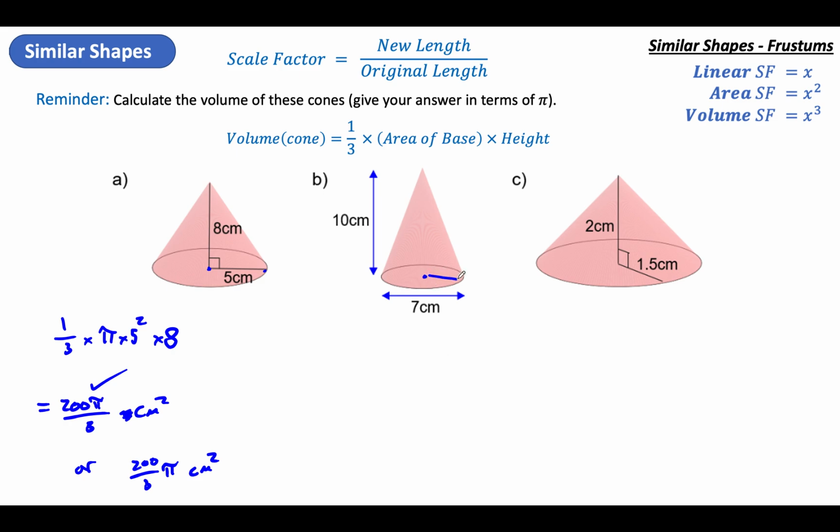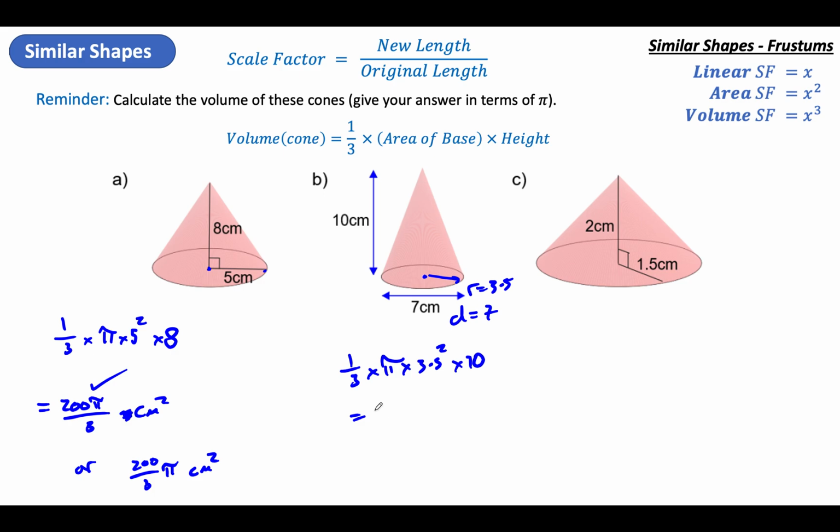Right, next, the outside of this one will be half of this. This is the diameter. So I need the radius, which is only half of that, which is 3.5. And again, volume. 1/3 times the area of the base. Well, that's pi times radius squared, so pi times 3.5 squared, times by the height, which is 10. Let's do that. 1/3 times pi times 3.5 squared times 10.